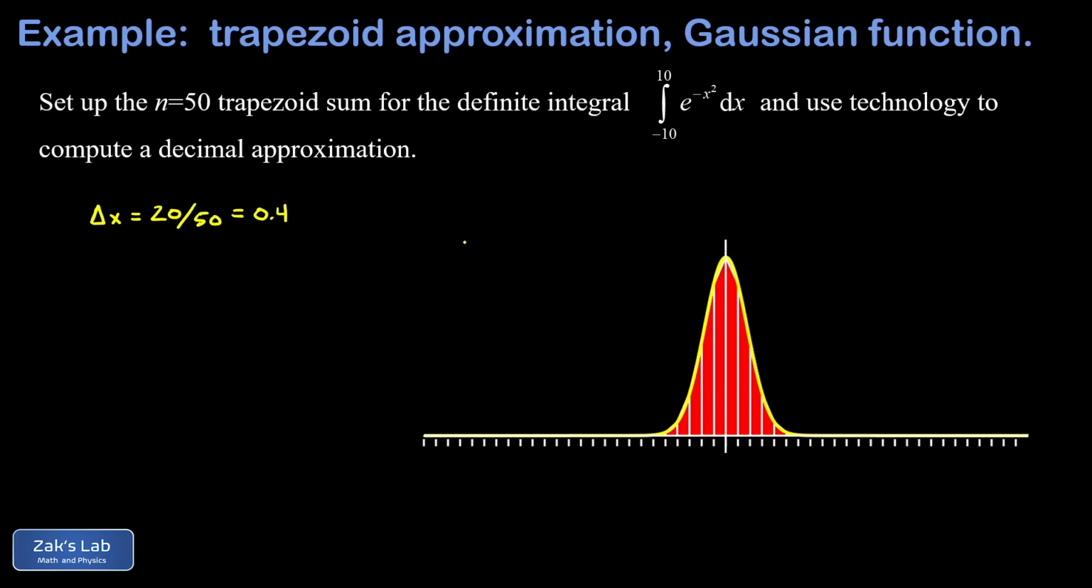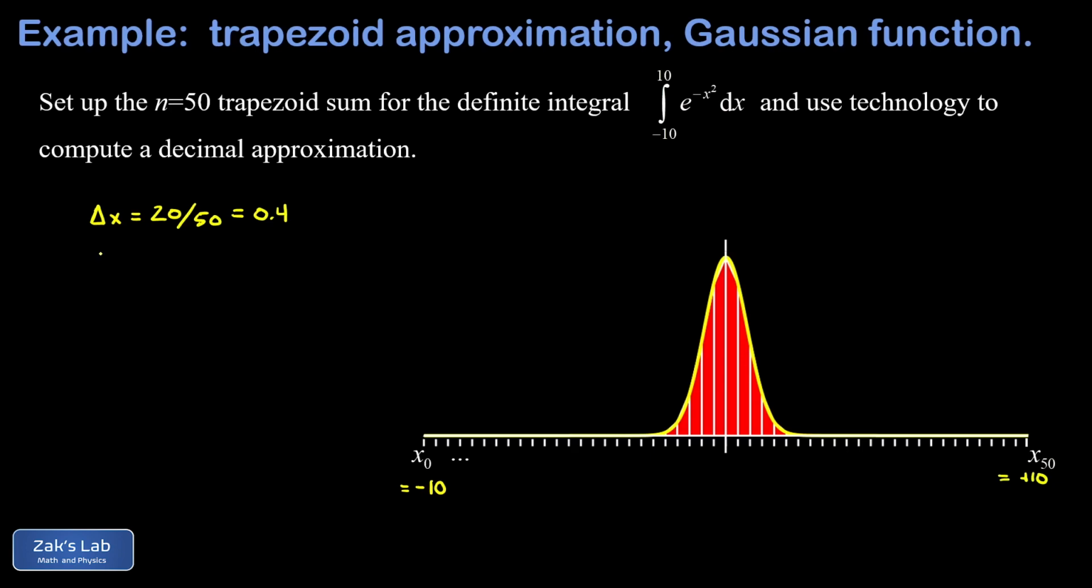Now the next thing we want to do is come up with a general expression for the ith cut point on this interval. On the left side of the interval, we would normally call that x0, that's our starting point, and x0 is equal to -10 in this case. And then all the way on the right side of our interval, we have x50, that's our 50th cut point, 50 steps to the right of the starting point, and that occurs at x equals +10.